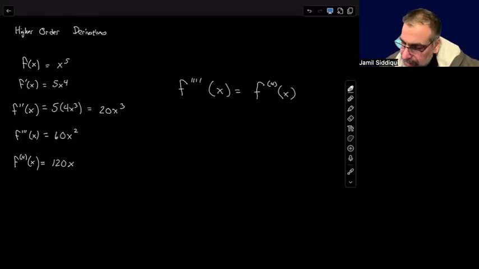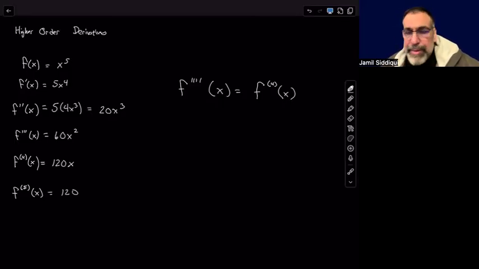Of course, you could keep going, and now it makes perfect sense. The derivative of the fourth derivative is going to be the fifth derivative, and that would be 120. And then from there, the sixth derivative and every derivative after that would be zero. Because you could keep going, taking derivative after derivative after derivative. This is, again, higher order derivatives.